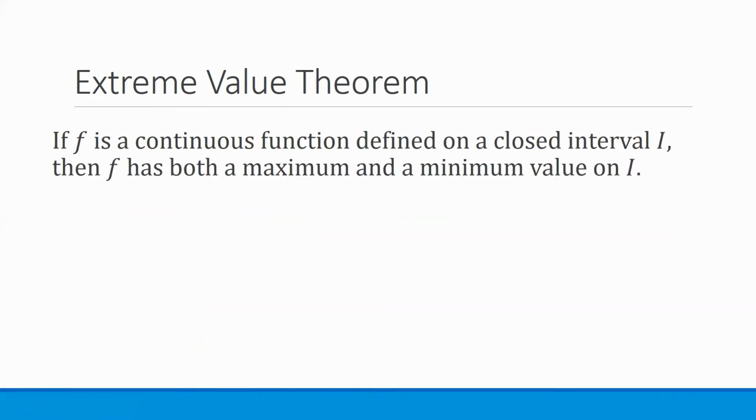If we have a continuous function on a closed interval, then that function will have both a maximum and a minimum on the interval. Let me be specific here. When I said that f has a maximum and a minimum, there may be multiple points which are maximums and multiple points which are minimums. In other words, we could have the same outputs for multiple points.